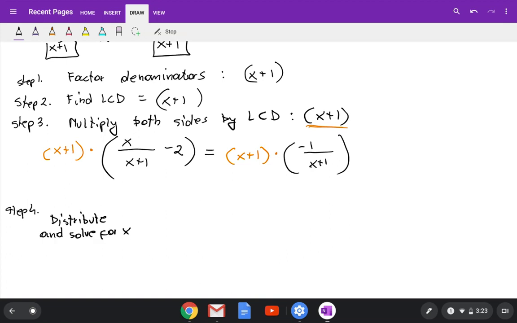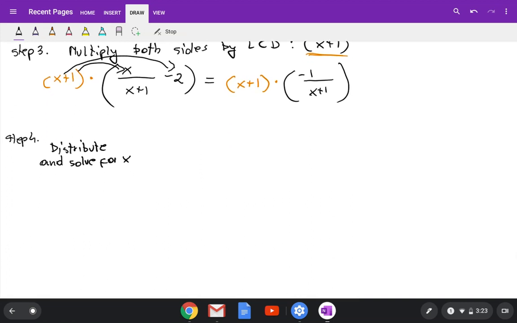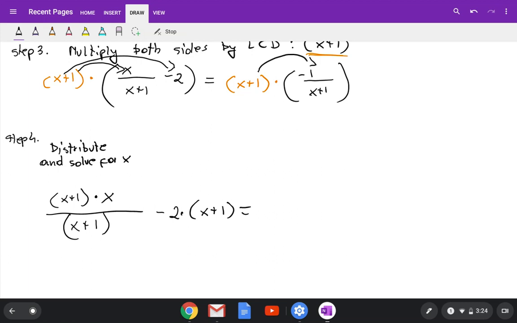Okay, so I'm going to distribute x plus 1 multiplied by the first expression, and x plus 1 multiplied by negative 2. So we're getting x plus 1 times x over x plus 1. When you multiply by a fraction, you multiply the x plus 1 by the numerator only, and you copy the denominator. Minus 2 times x plus 1 equals x plus 1 times negative 1. So that will be negative 1 times x plus 1 over the denominator, which is x plus 1.